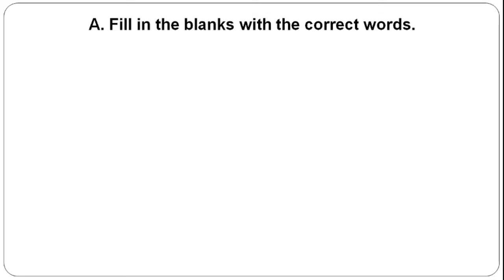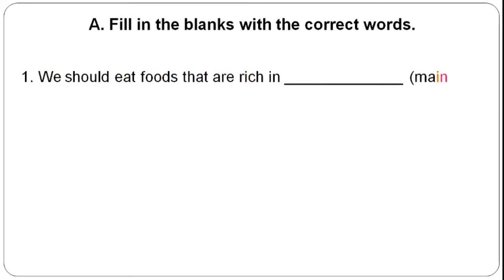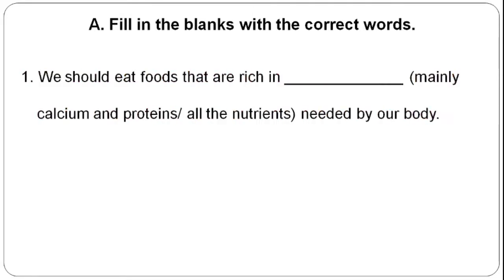Now, let's do some questions. First one is fill in the blanks with correct words. I'm going to give you a question and you have to help me solve them. First one, we should eat foods that are rich in blank, mainly calcium and proteins, or all the nutrients needed by our body. This is very simple. We need all the nutrients for proper growth and development of our body, not just calcium and protein.